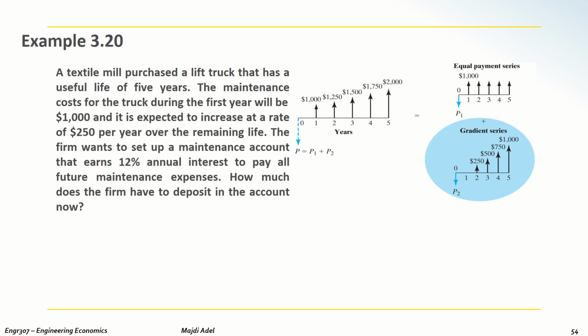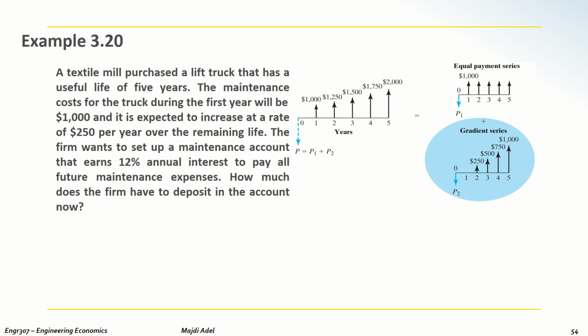Let's see this example. A textile mill purchased a lifted truck that has a useful life of 5 years. شركة نسيج اشتروا شاحنة عمرها 5 سنوات. The maintenance cost for the truck during the first year will be $1,000. تكلفة الصيانة لها حتكون $1000 and it's expected to increase at a rate of $250 per year over the remaining life. والصيانة هاي راح تكلفهم في السنة الأولى $1000 لكنها بعد هيك راح تزيد بمقدار $250 كل سنة إلى نهاية عمر هاي الشاحنة.